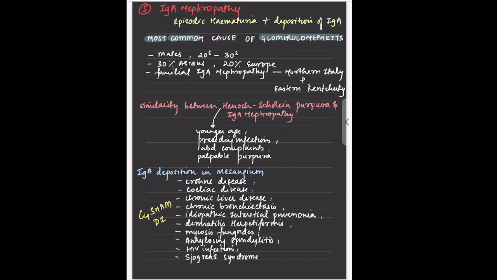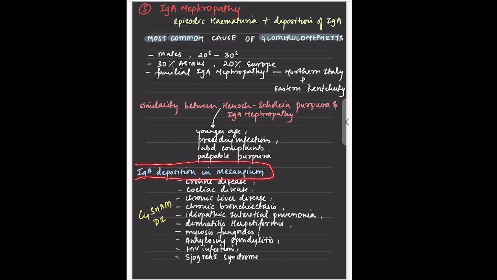There is a certain similarity between Henoch-Schönlein purpura and IgA nephropathy. Henoch-Schönlein purpura is also named IgA vasculitis, so there is IgA deposition there also. But of course, the difference is that Henoch-Schönlein purpura occurs in a younger age group. There are preceding infections, abdominal complaints, and palpable purpura.